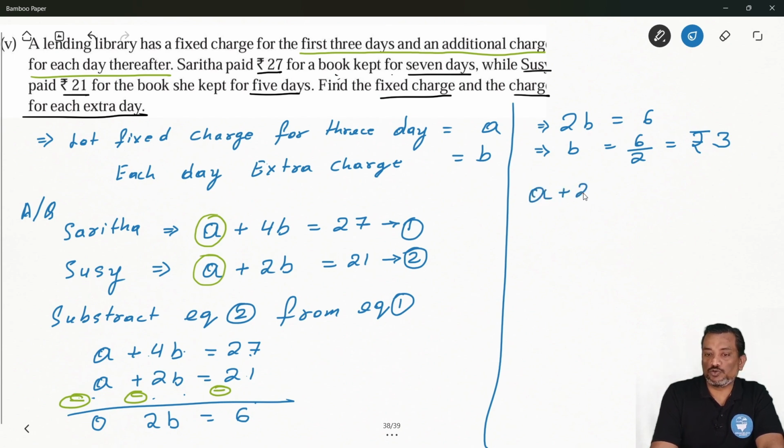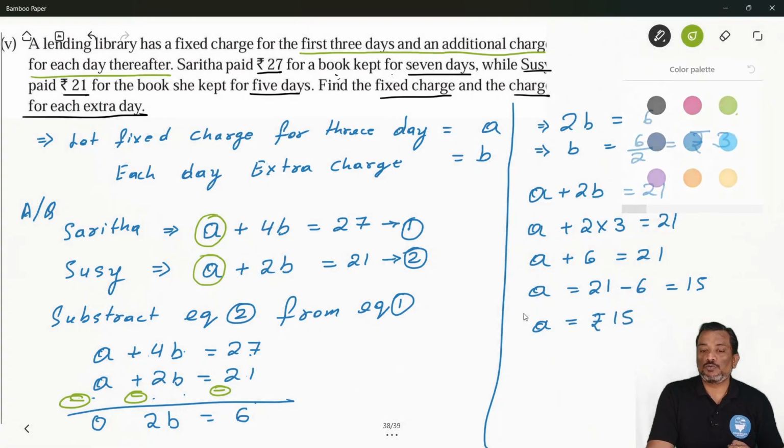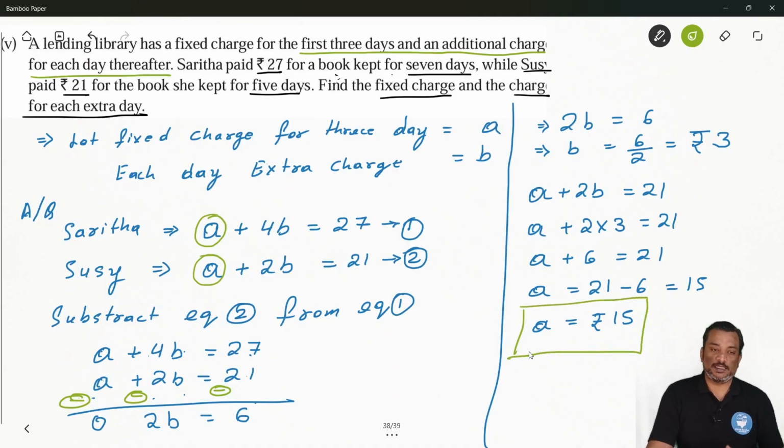A plus 2B is equal to 21. So A plus 2 times 3 is equal to 21. So A plus 6 is equal to 21. Okay, now 6 you will transpose other side. So you will get A is equal to 21 minus 6. So A is equal to 15. So you can say A is equal to fixed days charge 15 rupees. Hope you have clear this question. So by this note, all the question of this exercise has been completed.